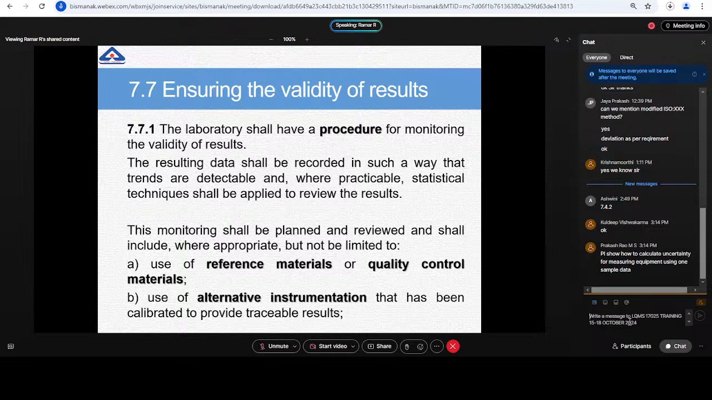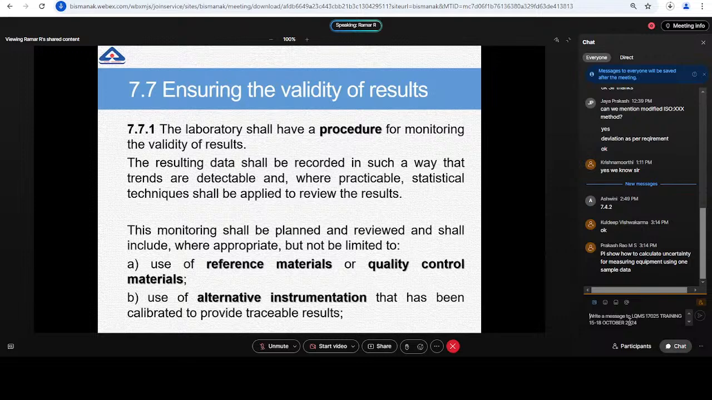Wherever any deviation is there, we have to take the required corrections and corrective actions based on the results that we obtained. So the resulting data shall be recorded in such a way that trends are detectable, and where practicable, statistical techniques shall be applied to review the results. Mostly for verifying the precision or the accuracy, we may adopt some statistical formulas and procedures, like control charts, bar charts, or trend charts. Those things also we can adopt for verifying our results and our performance.